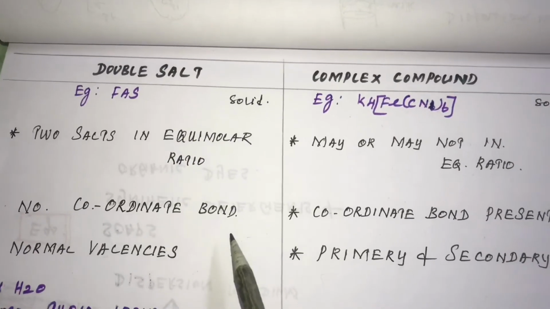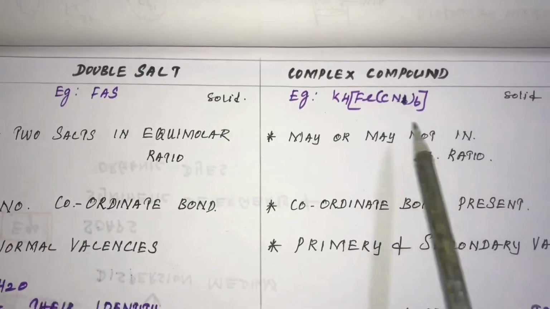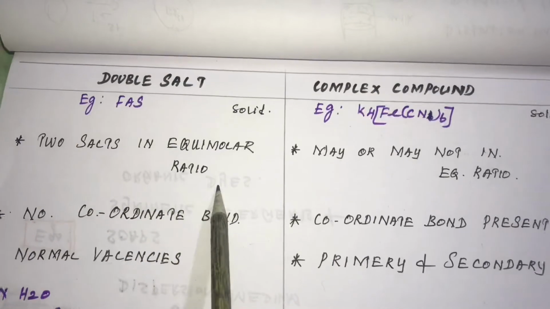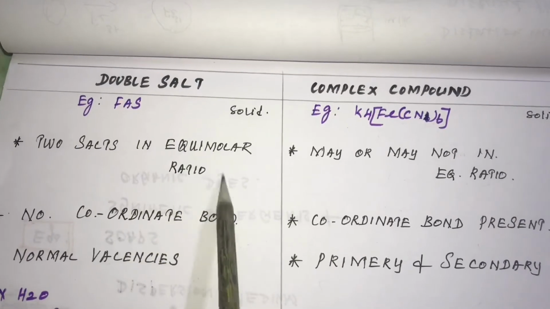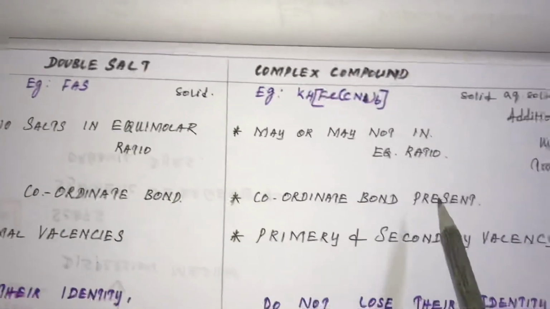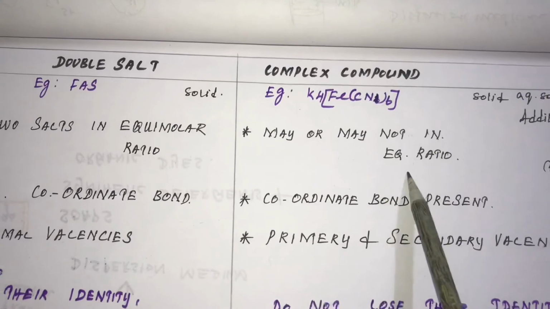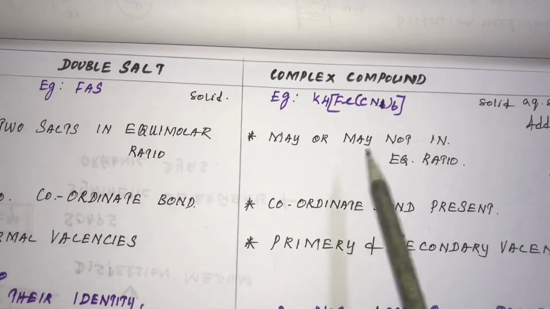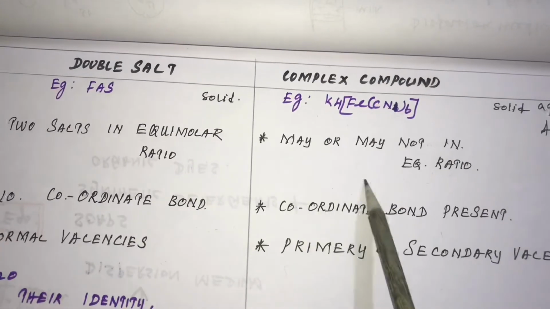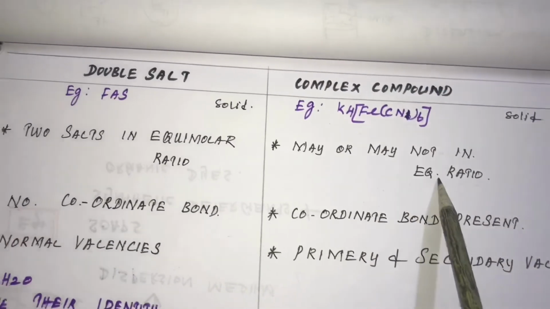For example, the double salt example is ferrous ammonium sulfate. The complex compound example is potassium ferrocyanide. Ferrous ammonium sulfate is formed by ferrous sulfate and ammonium sulfate mixed in equimolar proportion. But it is not so in the case of potassium ferrocyanide, a complex compound. The ratio in which the salts are mixed may or may not be equal.